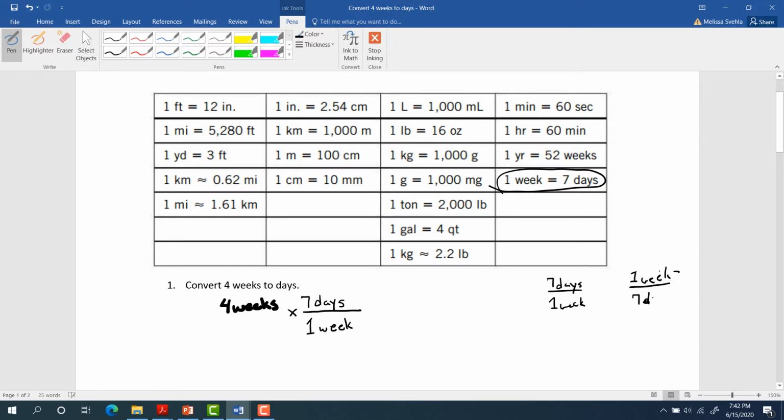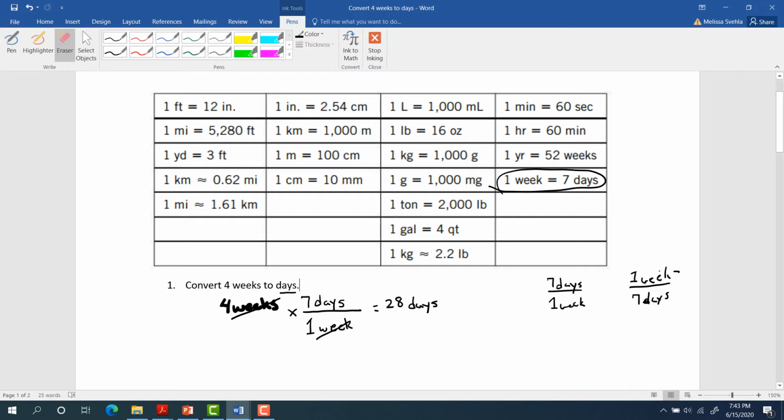Okay. Now, why do I choose this? Because I want to convert into days. And when I'm multiplying fractions, I can cancel diagonally. So not only do my numbers cancel if it's possible, but also my units will cancel diagonally. So I have weeks and weeks, and they cancel. So I'm left with days only. So I'll do 4 times 7, and that will be 28 days. Okay?